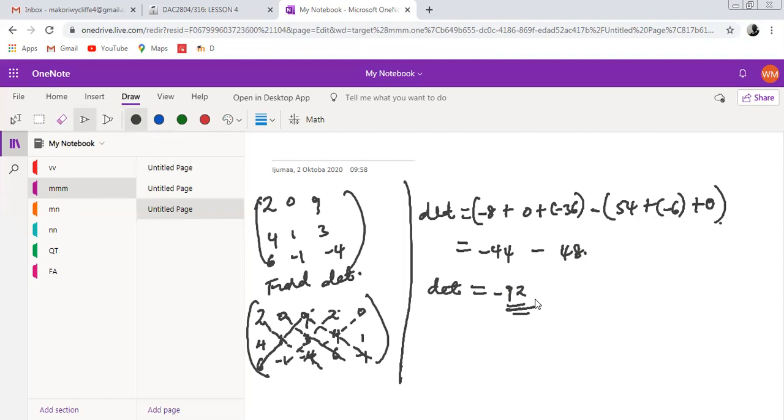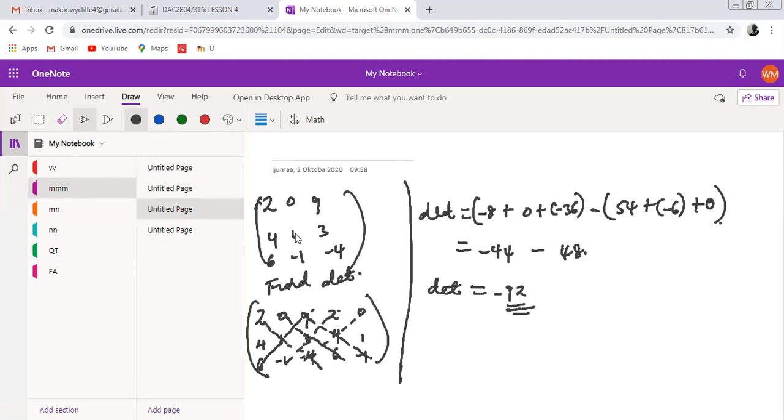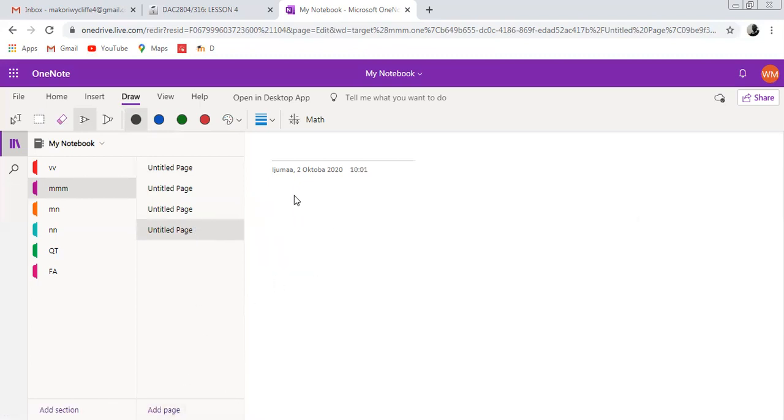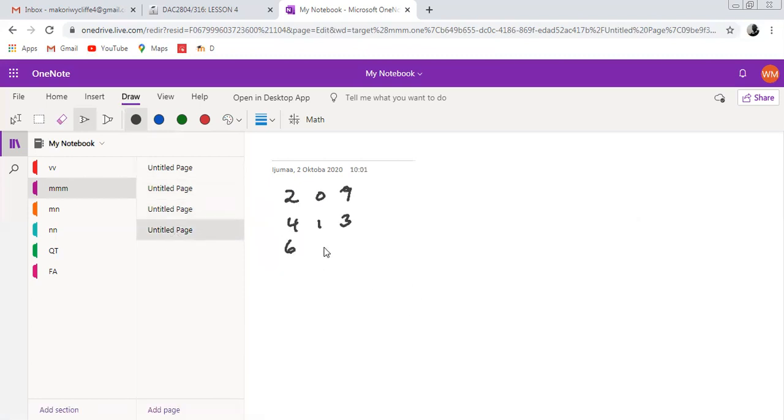Having known how to do the determinant of a 3 by 3 matrix, now we can talk about how we get the inverse of a 3 by 3 matrix. This process is going to involve a number of steps. For example, you are told to get the inverse of this matrix, which is 2, 0, 9, 4, 1, 3, 6, -1, -4. So the question is asking, find the inverse.